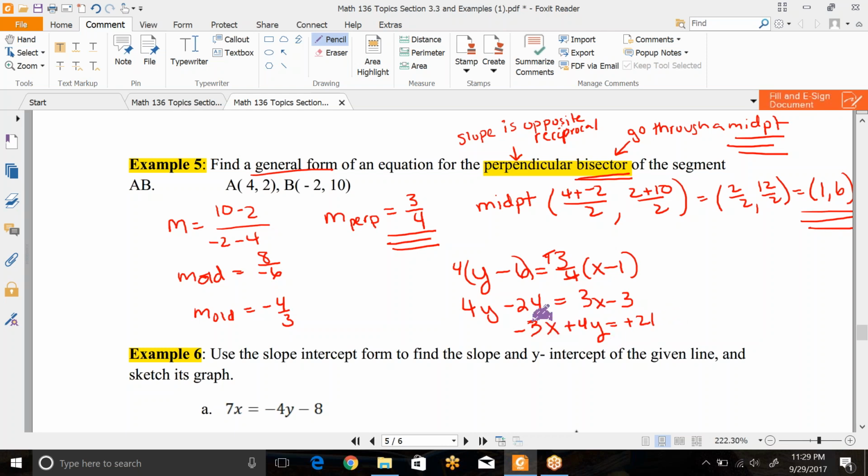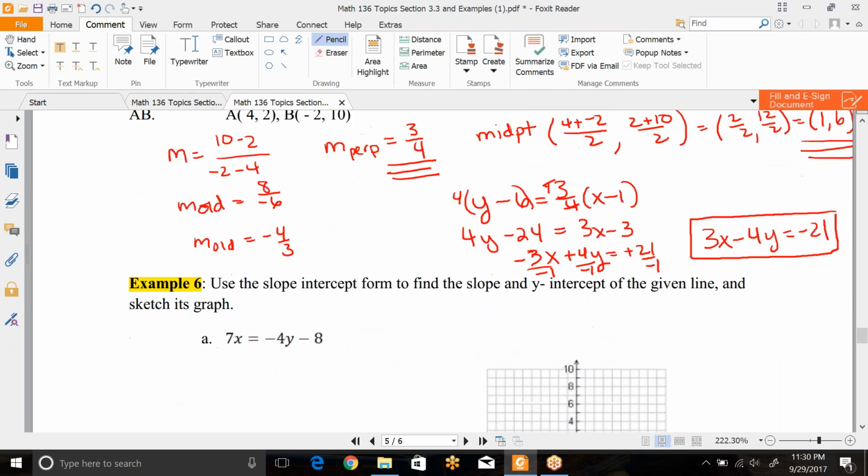And then because we don't like our leading coefficient to be negative, we divide everything by negative 1. So my final answer is 3x minus 4y equals negative 21. And that's my general form. So this equation is actually the perpendicular bisector of this segment that we were given.